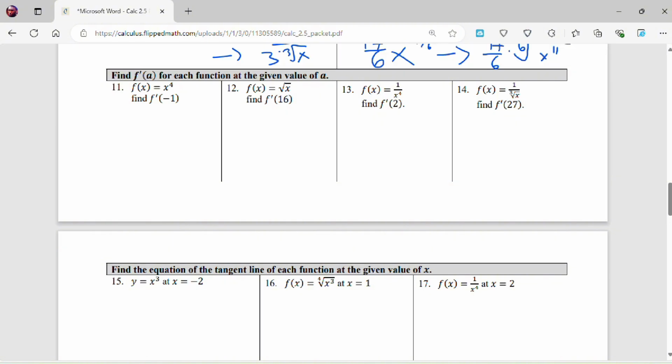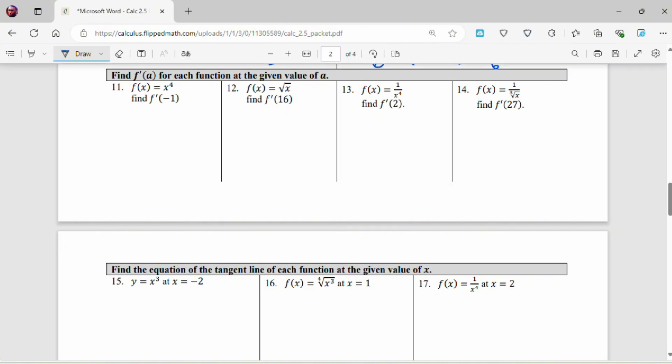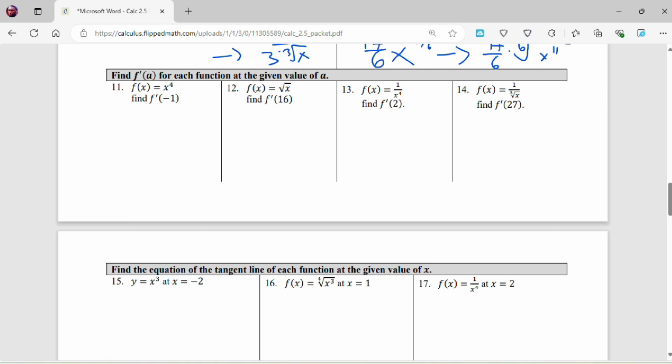Find f prime of a for each function at the given value of a. So we have to not only find f prime of x, but we have to find it at a point. And again, we're using power rule for all of these. f of x equals x to the fourth. This is a pretty basic one. Move the 4 to the front. 4 minus 1 is 3. That is your f prime of x. And then we have to find f prime of negative 1. So we're just going to substitute in negative 1. And we get negative 4 as our final answer.